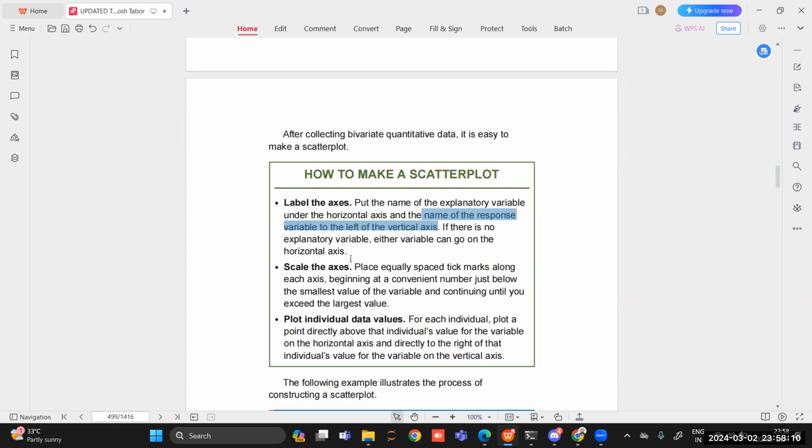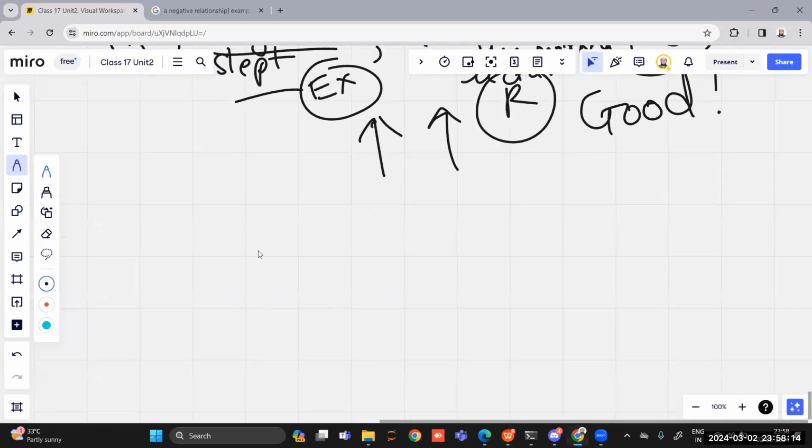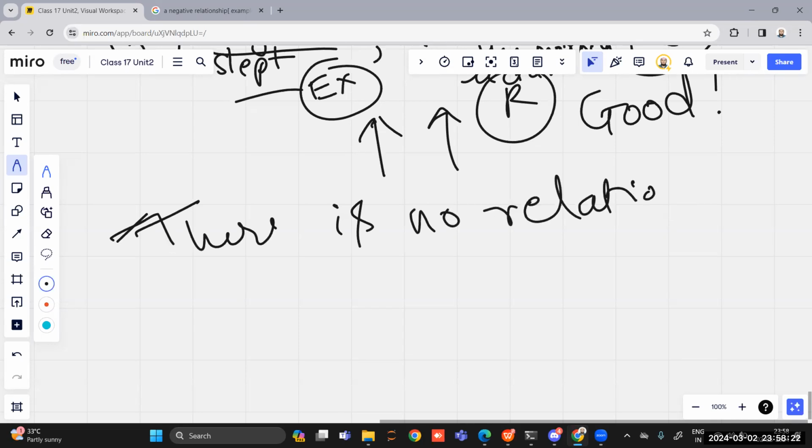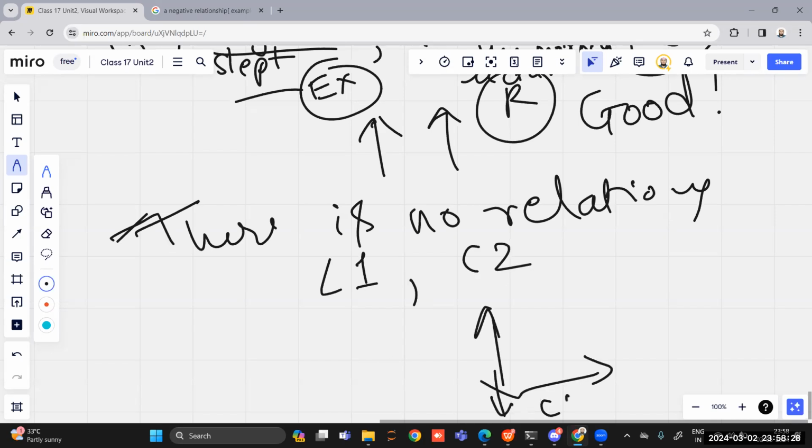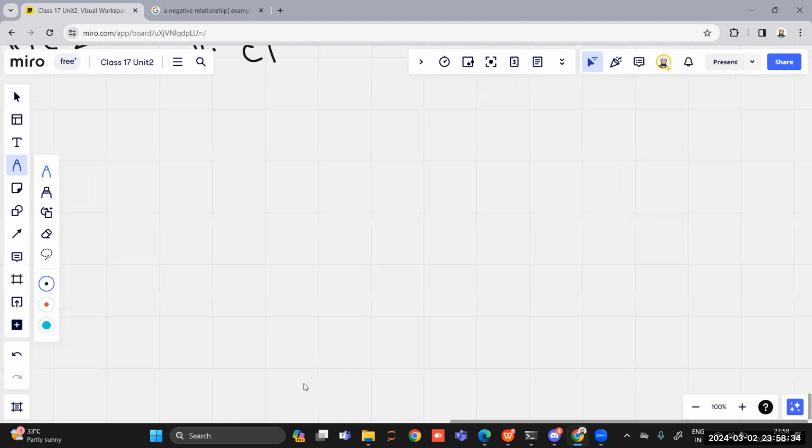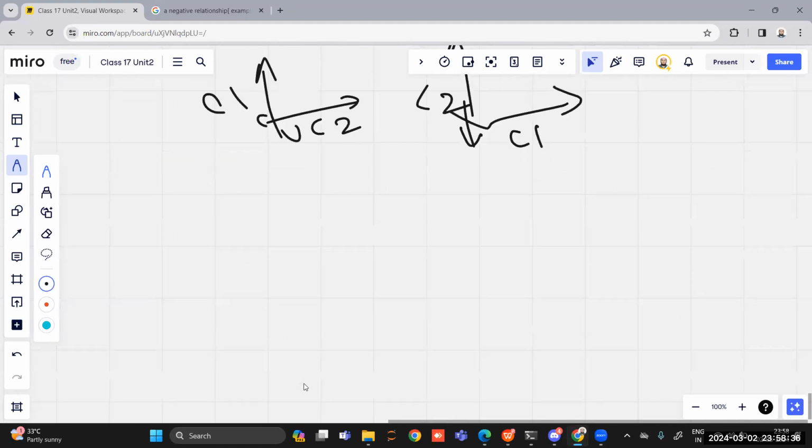That means if there is no independent variable, if there is no relationship, for example, suppose column 1 and column 2 we are comparing. So either you give column 1 here or column 2, or you do it like this, column 2 and column 1. It doesn't matter when there is no relationship. Did you get that? Yes.